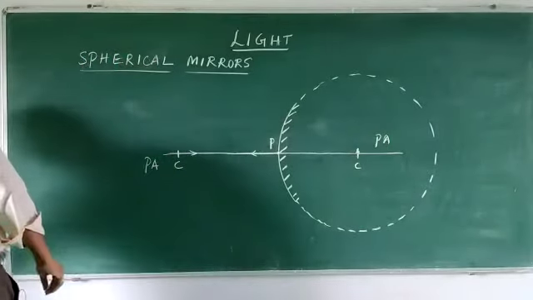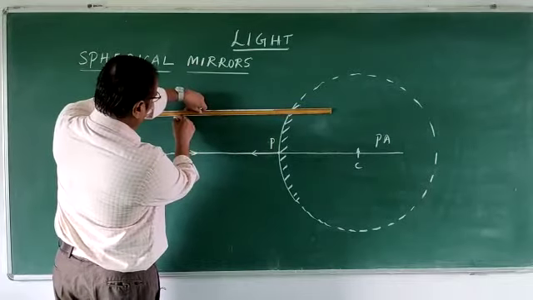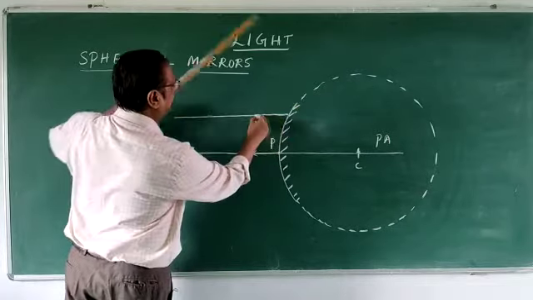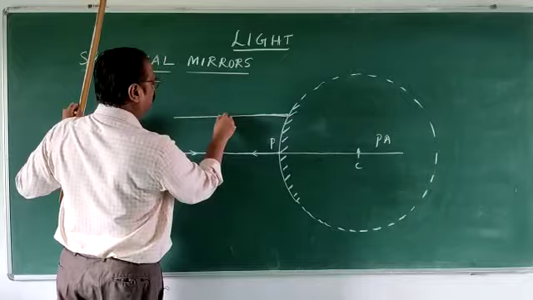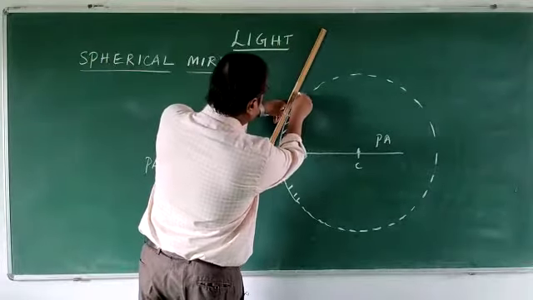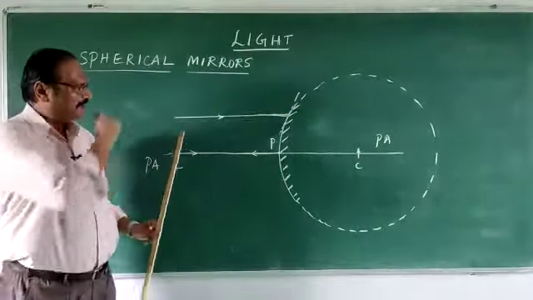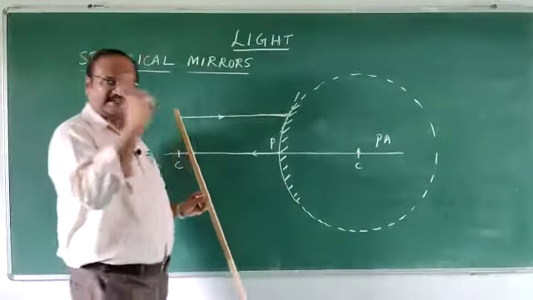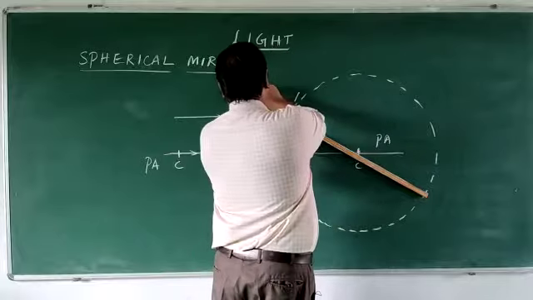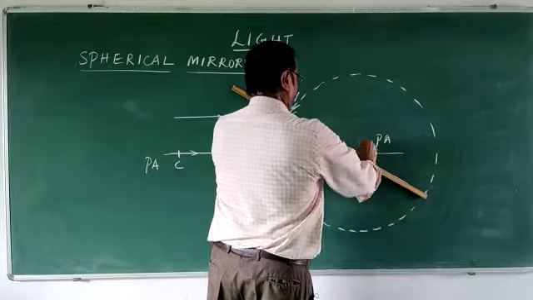Now I am going to take a ray parallel to the principal axis. Now look here. This is the tangent. It is like a plane mirror. Now when this is a plane mirror, where is the normal? I said to you previously, the normal at this point will join with the center of curvature. So I am going to draw the normal, and it is going to the center of curvature.